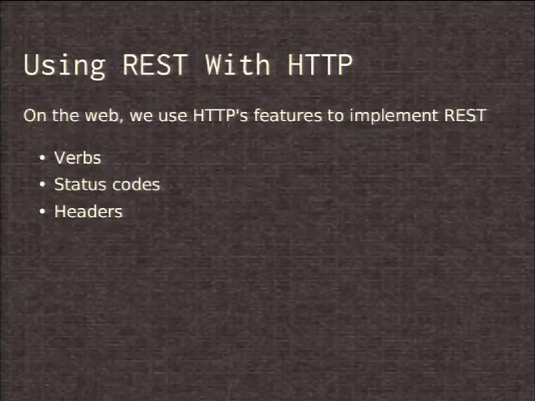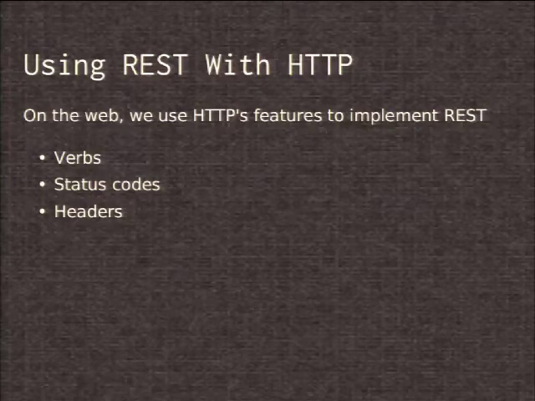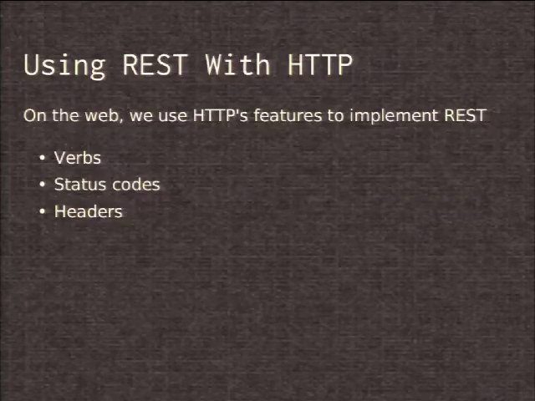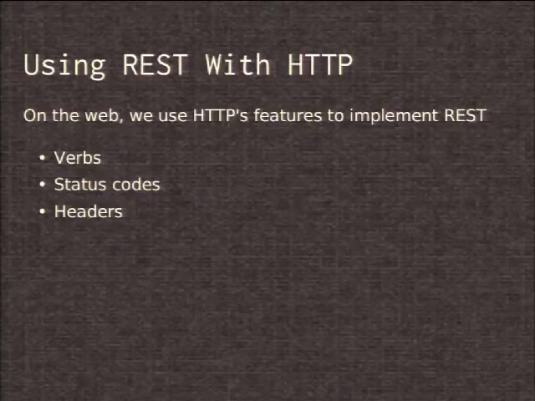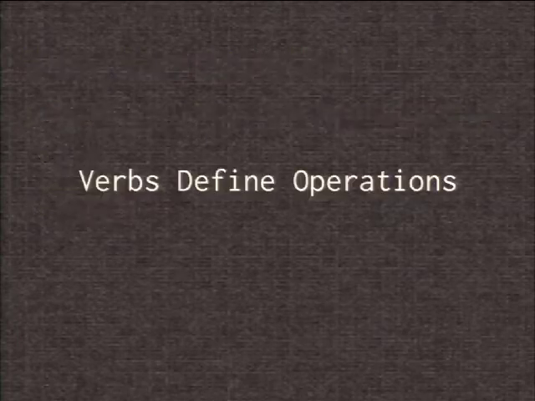So I am going to talk to you about verbs and how we use those in a RESTful API. I'm going to talk about status codes, why they are so important, and under what conditions I will hunt you down and kill you. And I'm going to talk about headers. And I want to talk about how those fit in, also in the context of a browser and also of a mobile device. So I've got some examples for all of those things. We'll start with verbs.